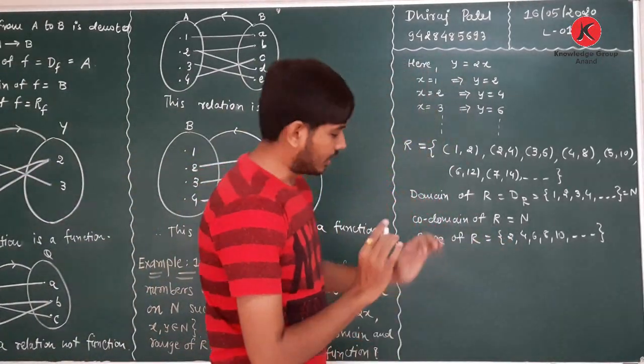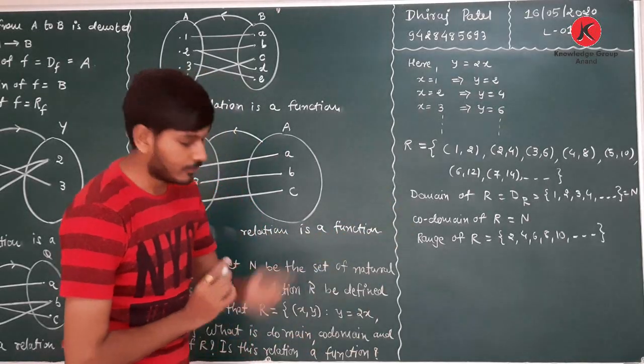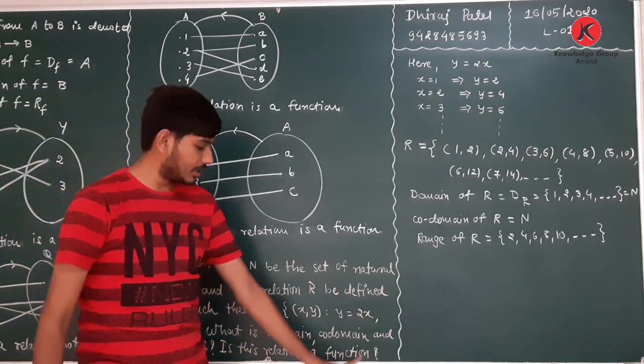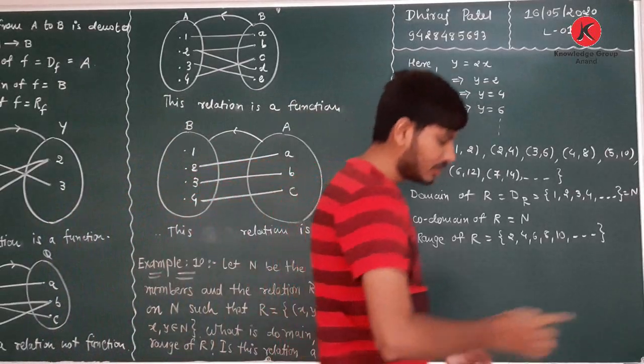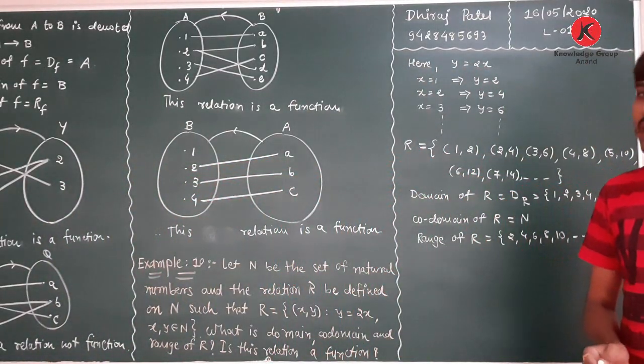ક્લિયર? ચલો, રિલેશન માટે તમને ડોમેન મળી ગયો, કોડોમેન અને રેન્જ મળી. Now the next question is this relation a function? આ રિલેશન શું ફંક્શન છે કે નહીં? જો તમારે આ ચેક આઉટ કરવું હોય તો એરો ડાયાગ્રામ વધારે હેલ્પ કરતો હતો.